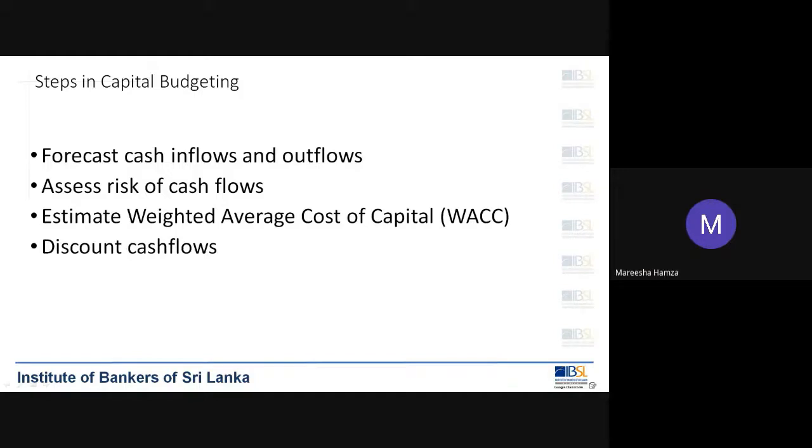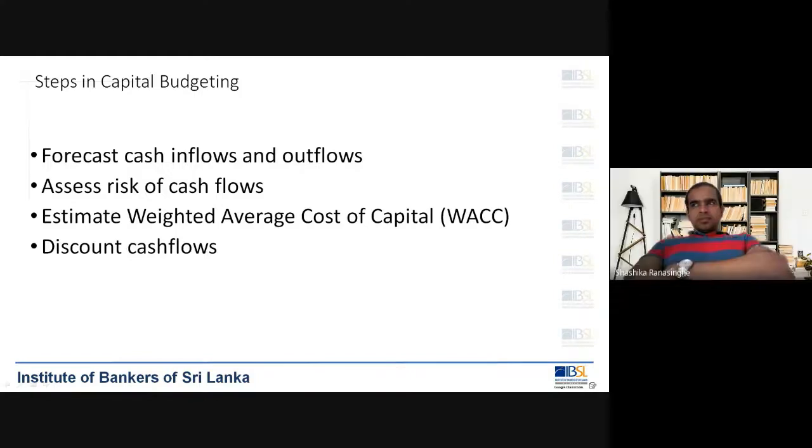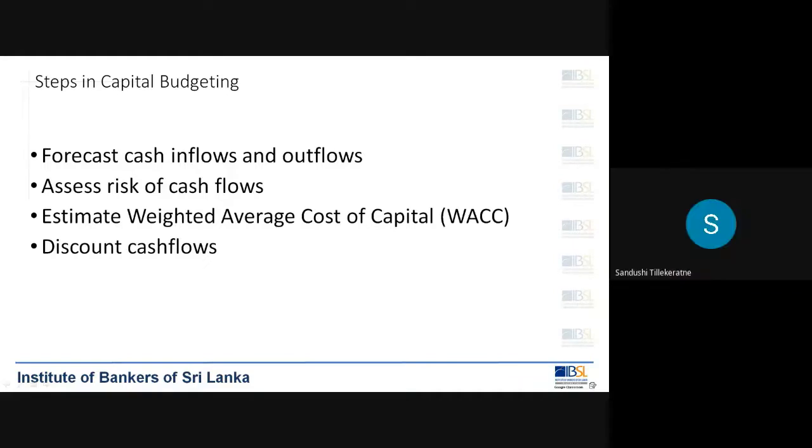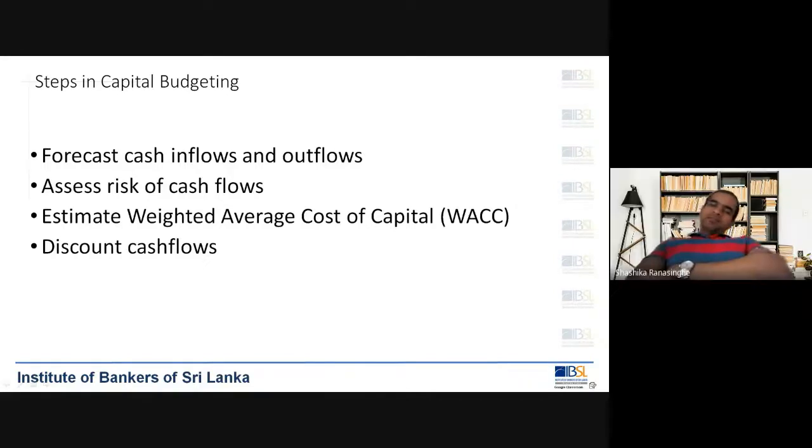Relates to expected future cash flows. Discounting means what? Future or present? You discount to calculate what? The future value or the present value? Present value. Yeah, present value. Isn't it?